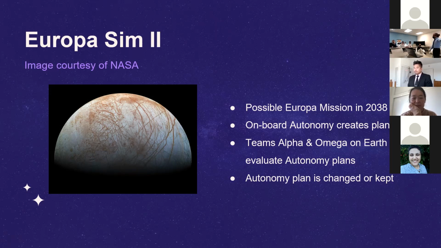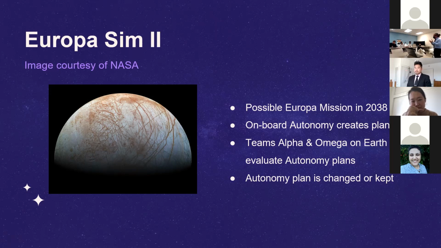So the whole point of the sim was to grab people from the current mission, which is the Mars rover 2020, grab the scientists, engineers, and operations, and put them into the simulation to see how they would work with autonomy, so whether there'd be a good team dynamic and stuff like that.